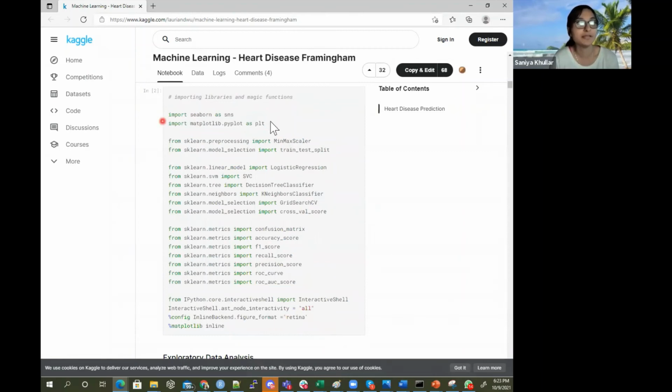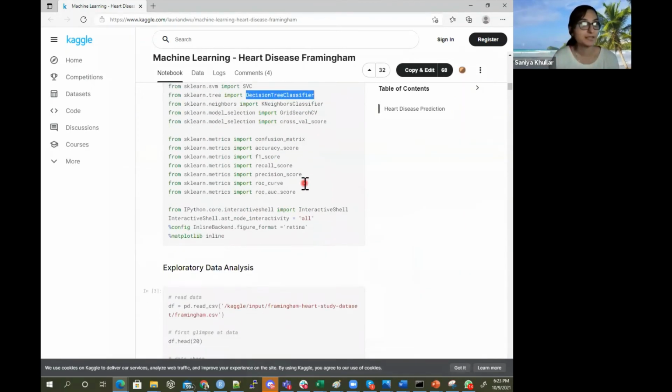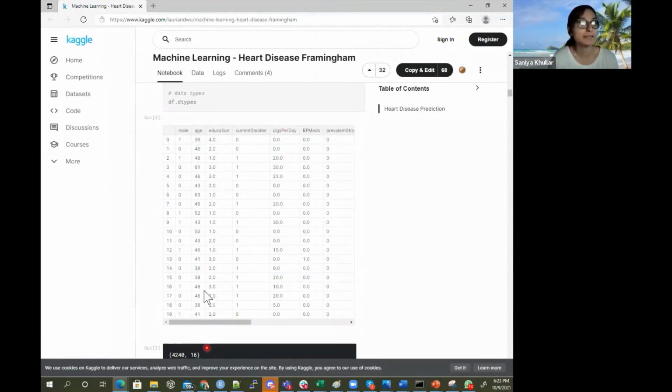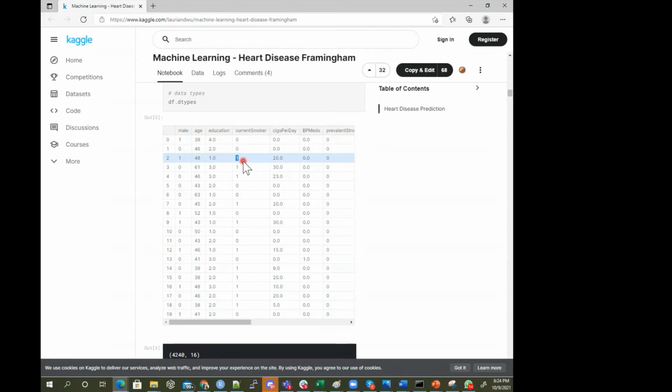They have so many different models, like a decision tree classifier. That's the tree I showed you. When you load in the data, you see for each individual, male, I think 1 means male, 0 means you're not a male. Current smoker, 0 means you're not a smoker, and 1 means you are a smoker. So these are binary, like a Boolean.